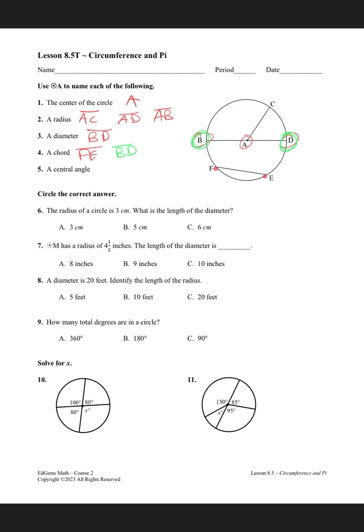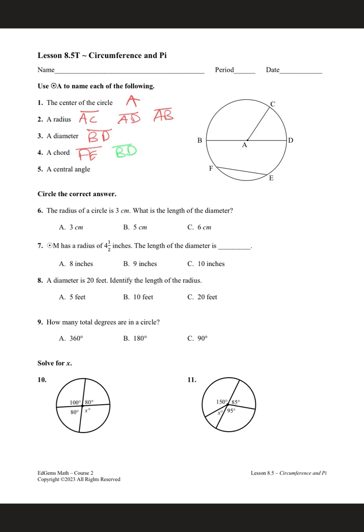So as far as central angles are concerned, there are 3 central angles in this situation. So let me go ahead and erase this. An angle is created by 2 points on the circle that also connect at the center. So here we go.